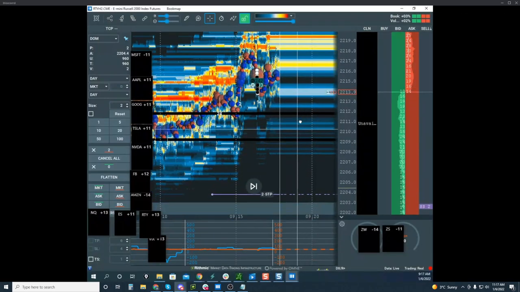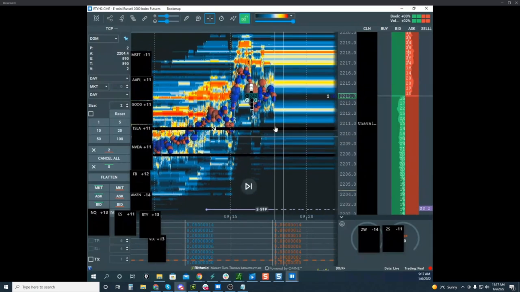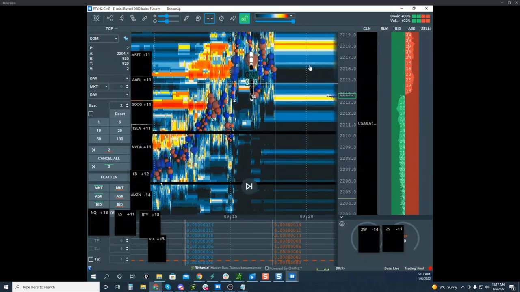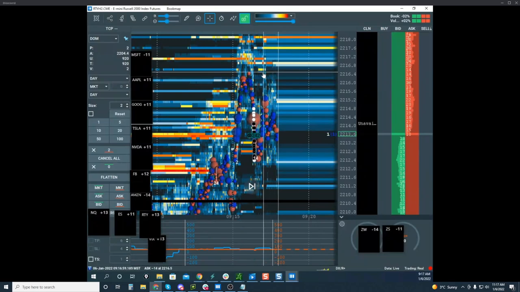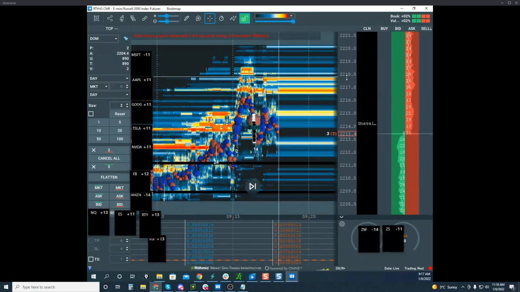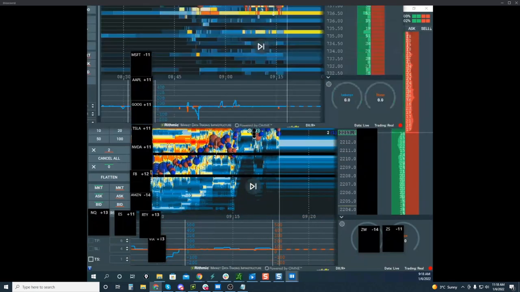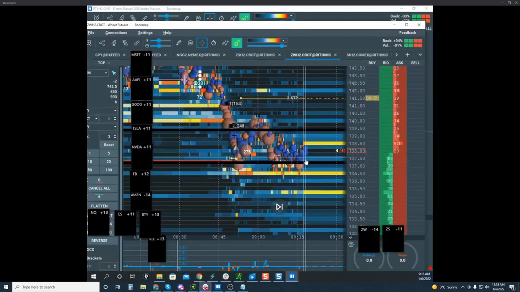All right, so still long that. Nice controlled risk here. Potentially adding to this trade. We needed to get to 70, 71 for a full ATR, and we haven't gotten there yet. We're still in the zone.